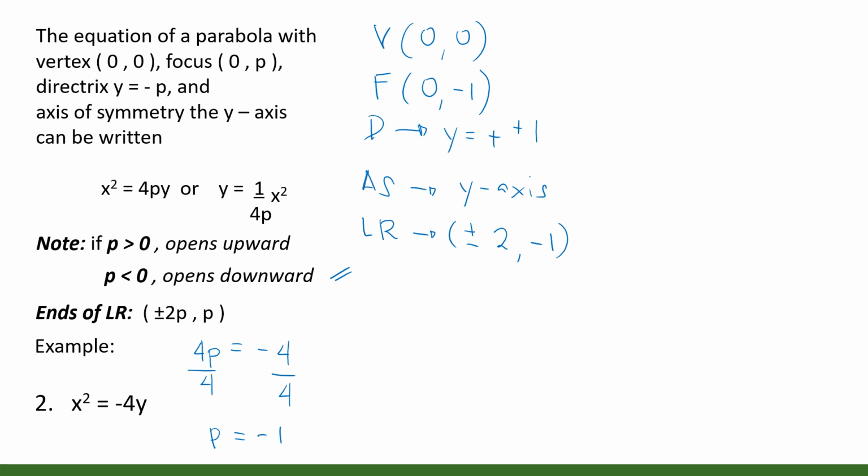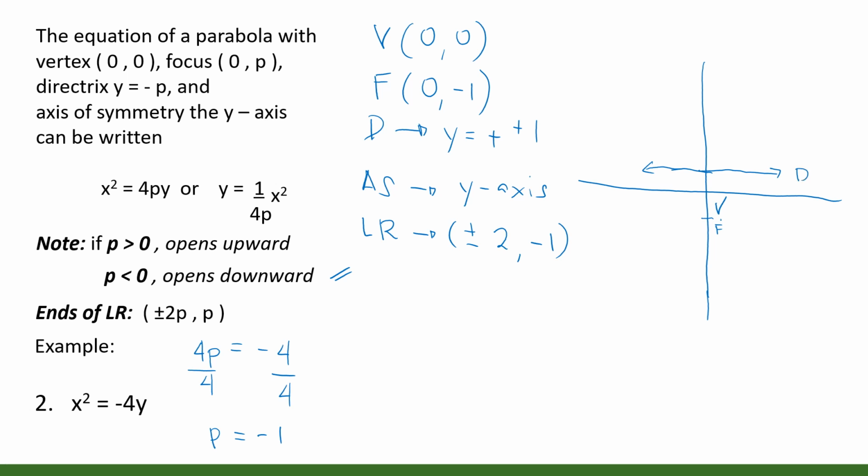Now, let's draw the graph. So, Cartesian plane, the x and y axes. We have the vertex at the origin. And then the focus at 0, negative 1, so we go down 1 unit. So this will serve as our focus. Okay. Directrix y equals positive 1. Go up one unit. And of course, this line will serve as our directrix.